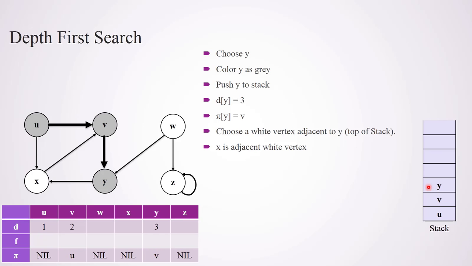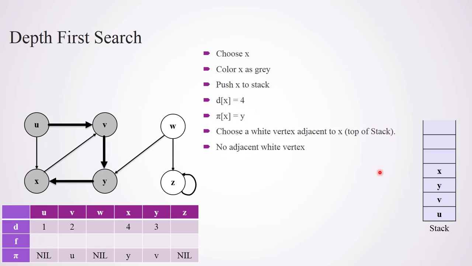Again we have to look at the top of the stack. Top of the stack contains Y. So we have to select a white adjacent vertex to Y. Y has only one adjacent vertex, that is X, which is also white. So I choose X, color X as gray, X is pushed to stack, D of X equals 4, discovery time is incremented, pi of X equals Y, because we reached X from Y.